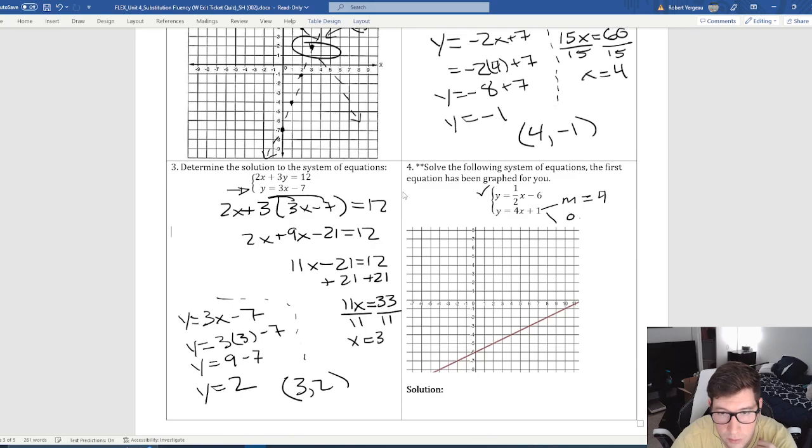and I also know that the intercept is going to be (0, 1). Let's go ahead and plot that. Find (0, 1). There it is.